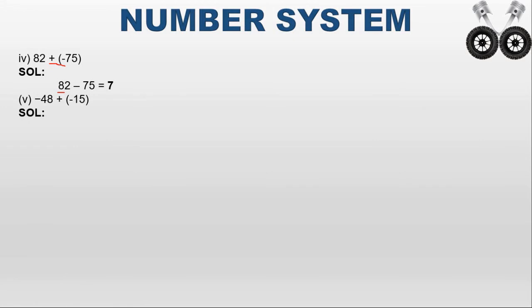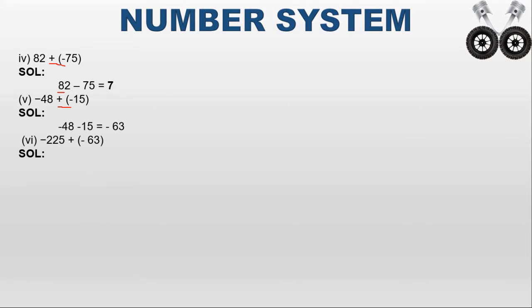So next problem is minus 48 plus, within a bracket, minus 15. So here we are having two operators near together, so you have to change the sign. So plus into minus is a minus. So minus 48 minus 15. So both the integers are having the same sign. That means you have to add. So 48 plus 15, the answer is 63. So the biggest number is 48, it has the sign minus, so minus 63.